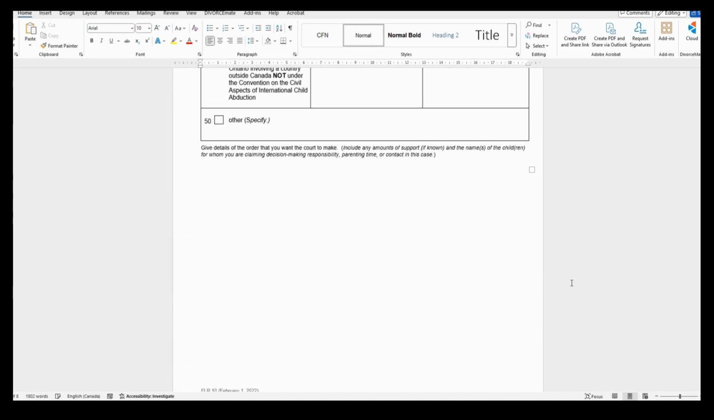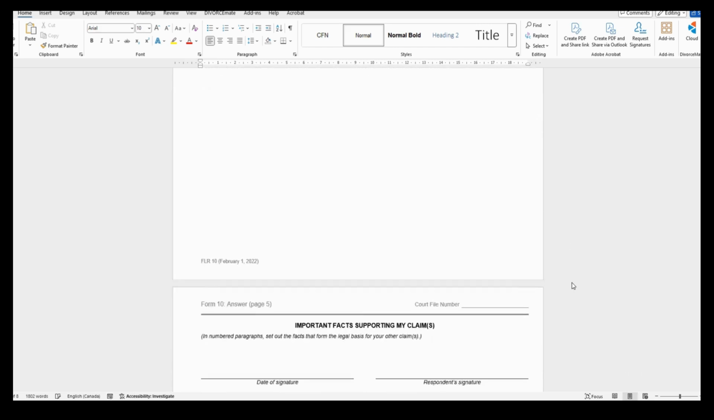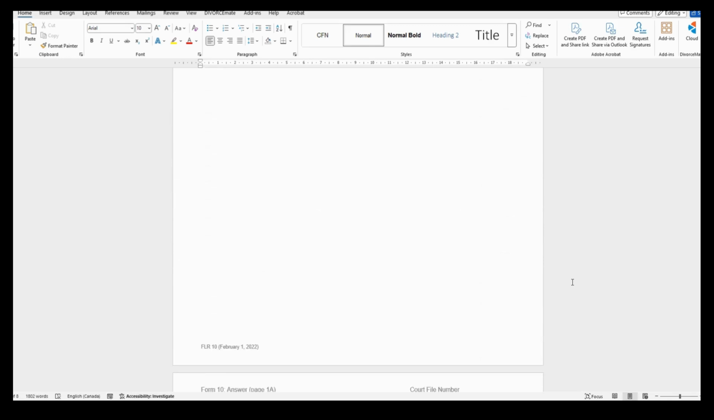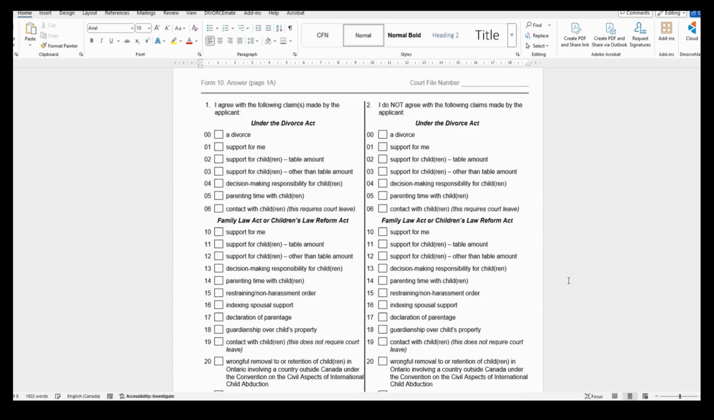And then we have the next page. Okay, so this is a direct response to the claims made by the applicant. So you see on the application where it says claims made by applicant. So here are 2 columns. One says, I agree with the applicant with respect to, let's say, support or decision making. If you don't, then you go to the second column where it says, I do not agree, and then you check mark which ones you are specifically not agreeing with. Okay?